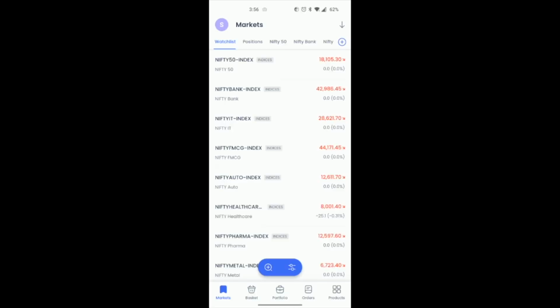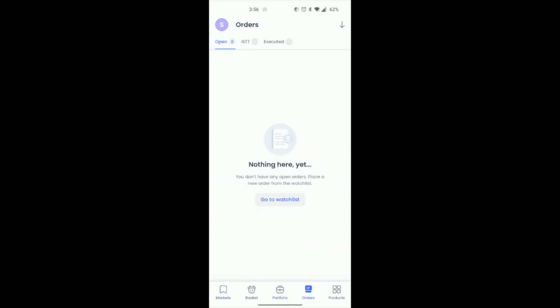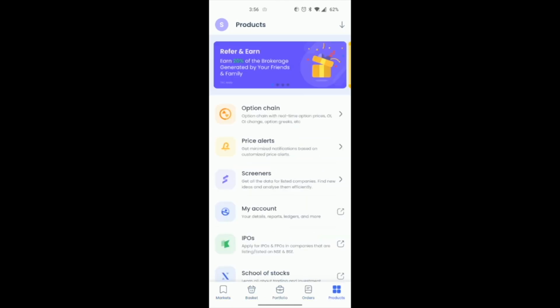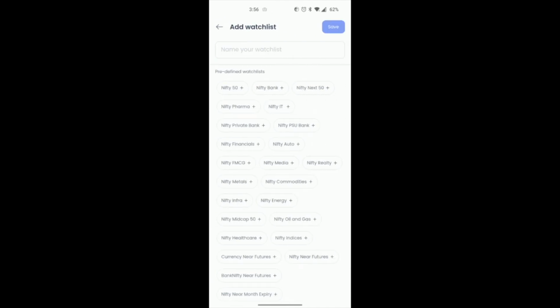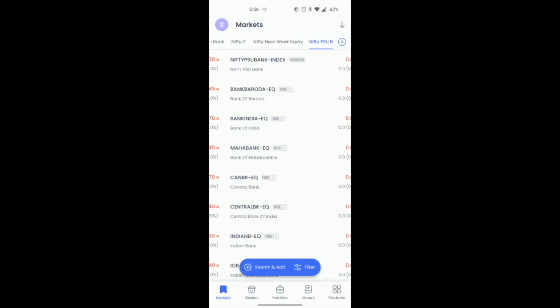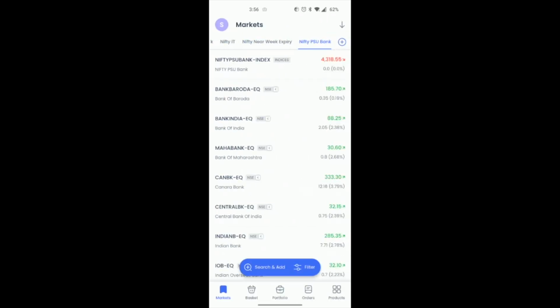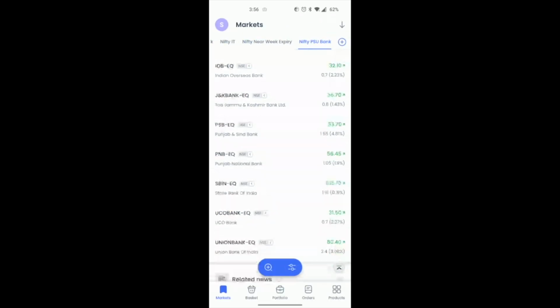Once you open a Fyers 2.0 account, then you will be able to have these features. Let's say we have markets, baskets, orders as well as products. These are the 5 features we have in the initial stage. Once we go to the markets, we can see and add n number of watch lists here. Say if you want to add, let's say, Nifty PSU banks and save it, automatically all the Nifty PSU bank watch list will be added here.